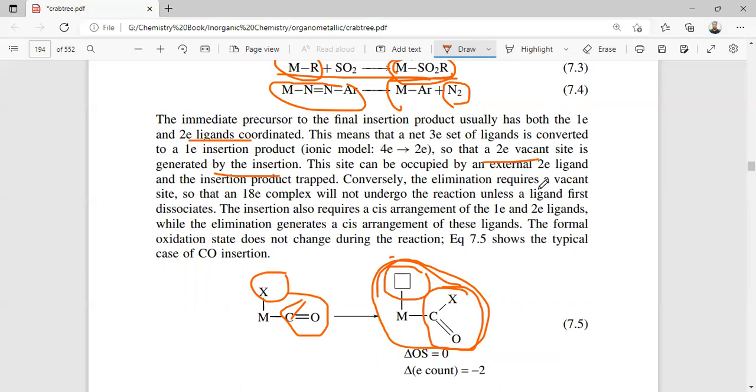Conversely, elimination requires a vacant site, so an electron-saturated complex will not undergo the reaction unless a ligand first dissociates. The insertion also requires a cis arrangement of the 1 electron and 2 electron ligands, where the elimination generates a cis arrangement of these ligands. The formal oxidation state does not change during the reaction.